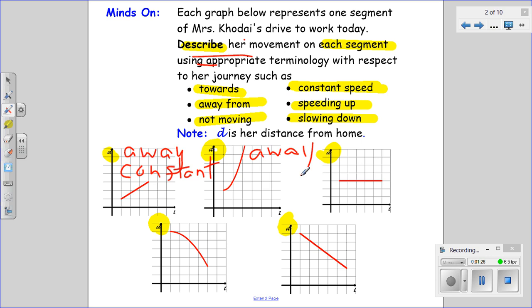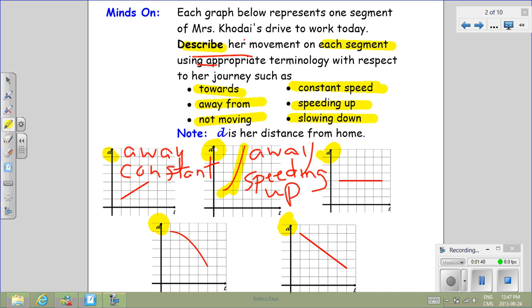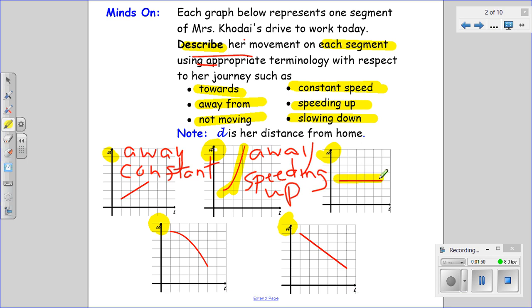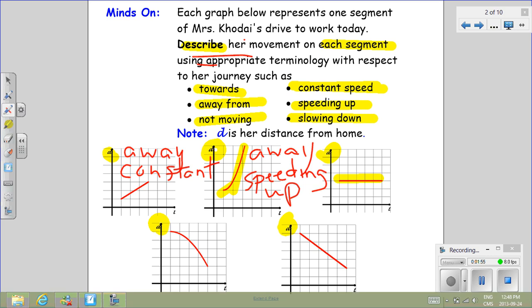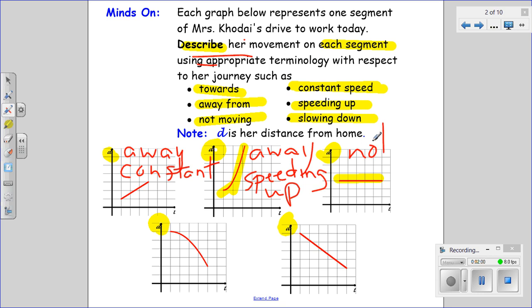And if you look, it doesn't occur at a constant speed. As we start out slowly changing our distance, and then we are changing our distance at a much faster rate. So that would tell us that we were speeding up. In the next section, we see a horizontal line. That's telling us that the distance isn't changing, which would indicate that we are not moving or we're standing still.